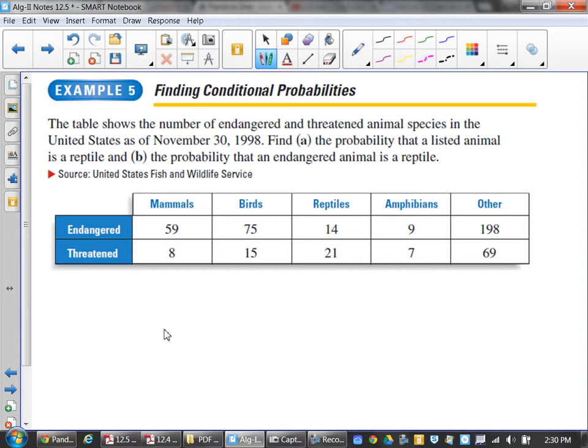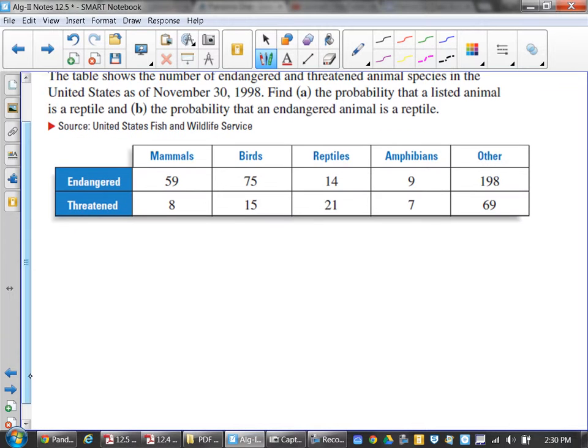Find the probability the listed animal is a reptile. Well, how many animals are there total? I'll help you. 475. Very good. That's bigger than 198. There's 475 total. How many of the animals in this table are reptiles?